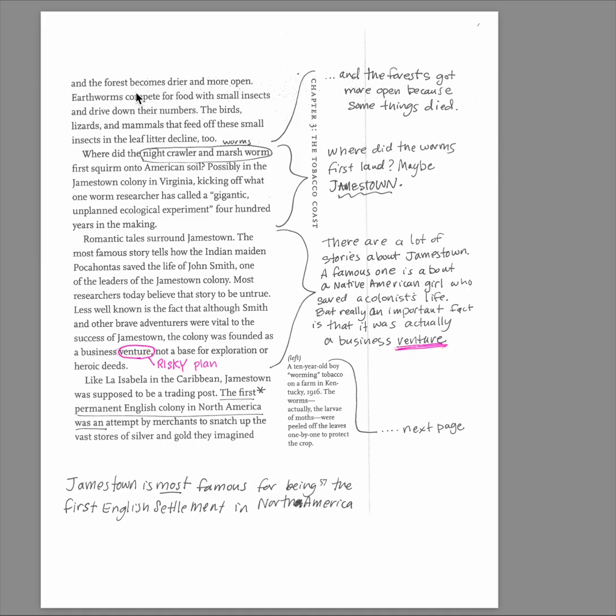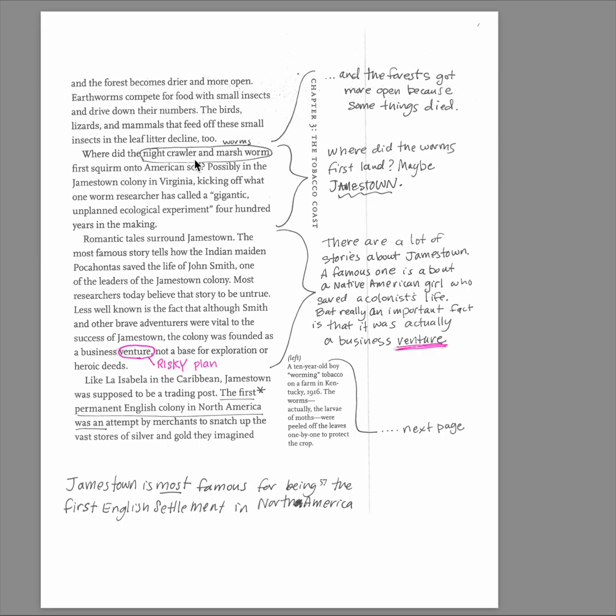Here's a picture of a boy picking cotton. And the forest becomes drier and more open. Earthworms compete for food with small insects and drive down their numbers. The birds and lizards and mammals that feed off these small insects in the leaf litter decline too.